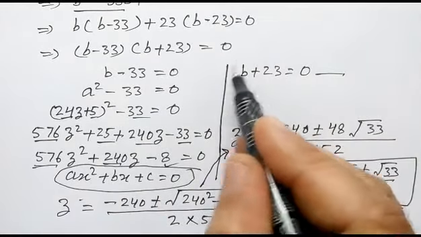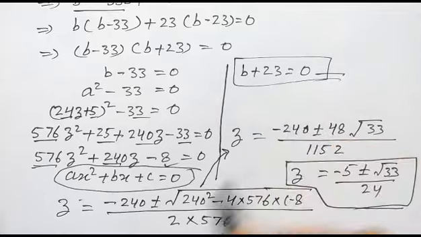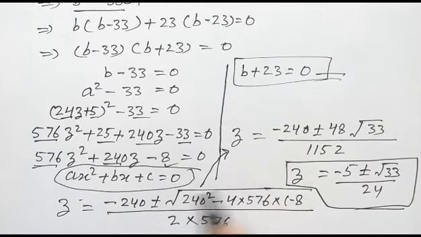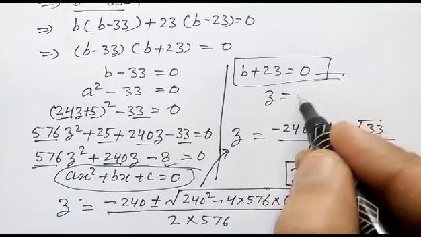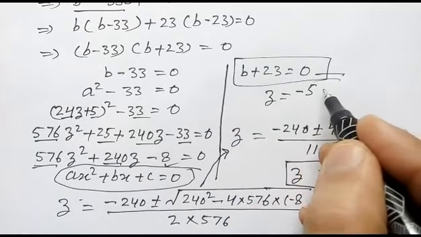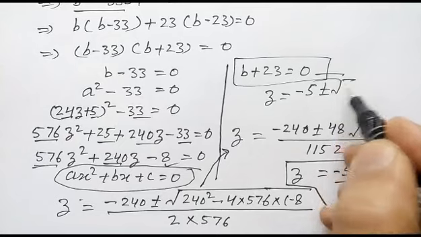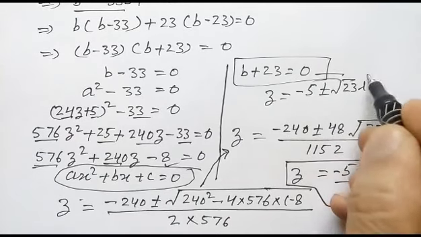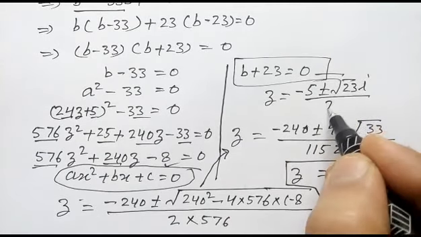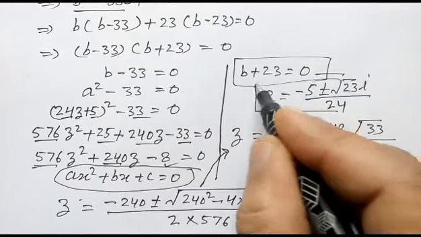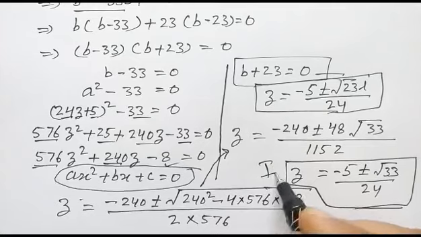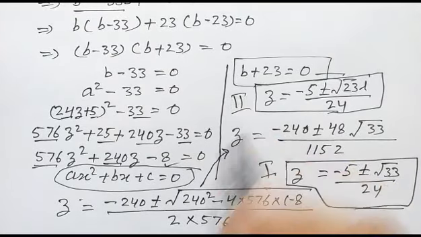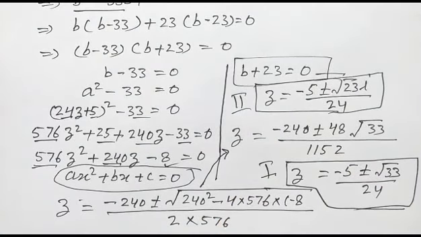If we go with this, if we apply the same procedure, we get z is equal to minus 5 plus minus square root of 23i over 24, right? So this is the first root and this will be the second root. Okay friends, thank you.